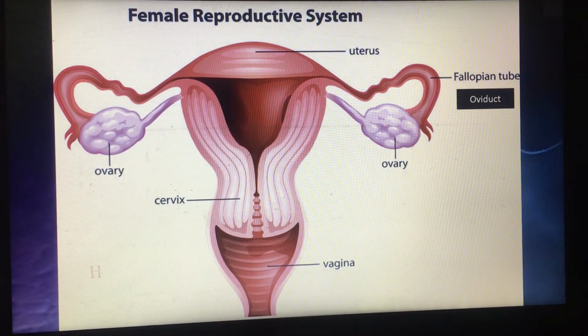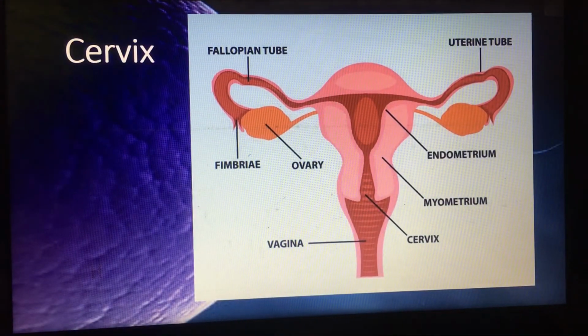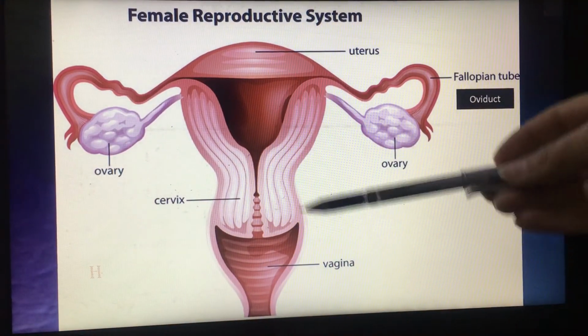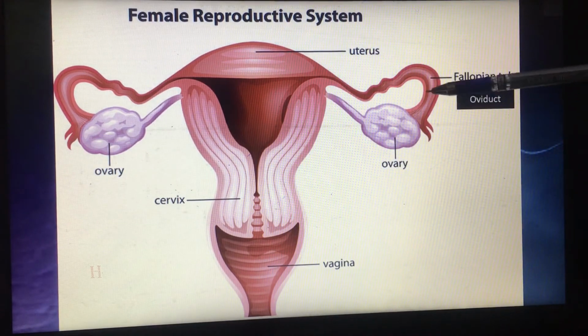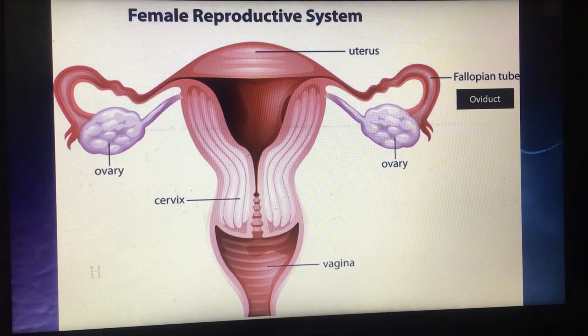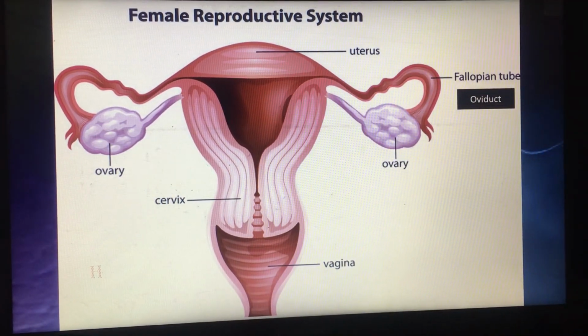So the main five parts that we have: the vagina and the cervix connect between the uterus and the vagina, and we have the oviduct connecting the uterus and the ovary, and inside the ovary we have eggs, and the baby grows inside the uterus, and the sperm, or the male gametes, reach the uterus through the vagina to the cervix, then to the uterus.